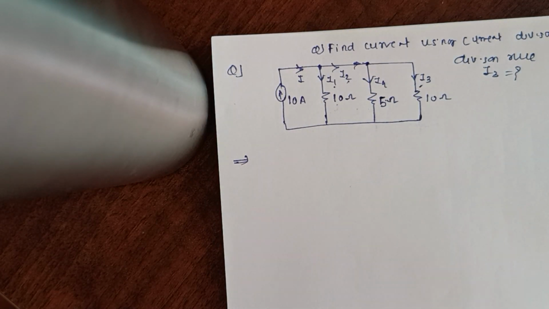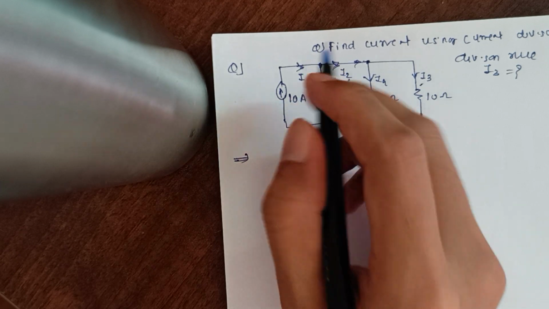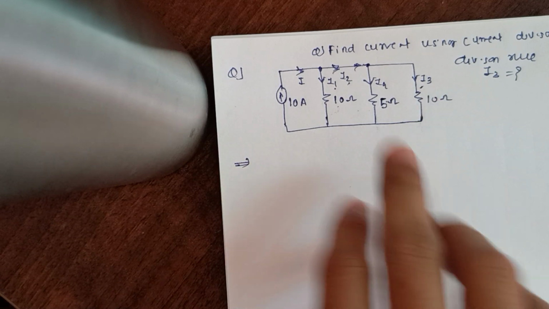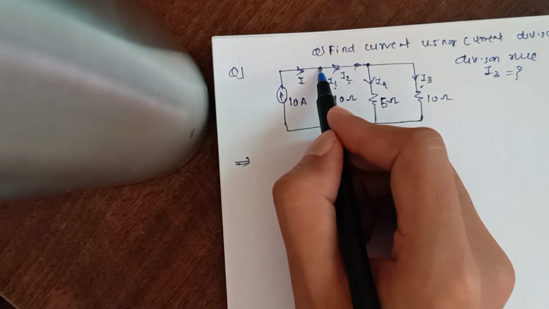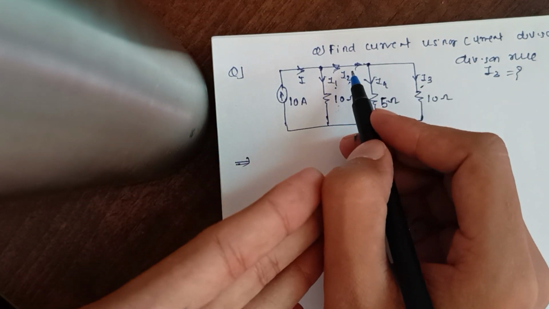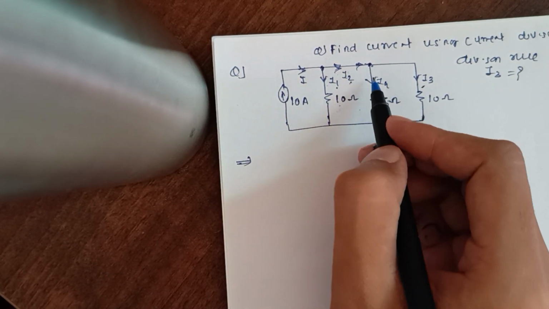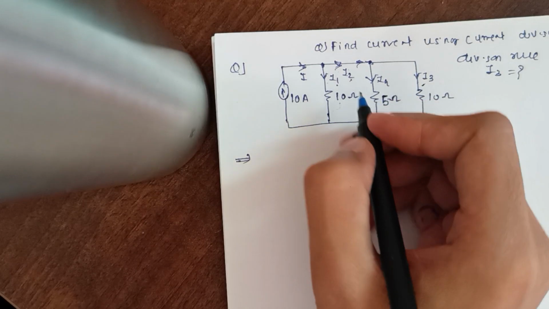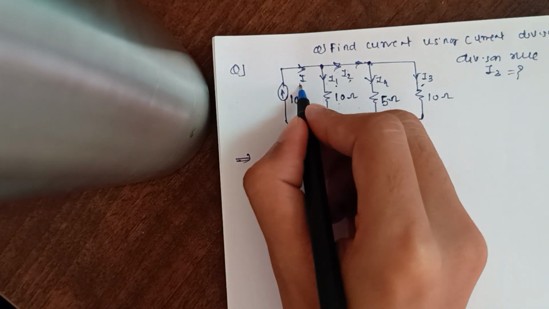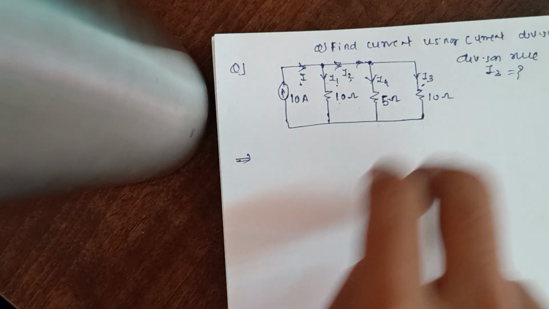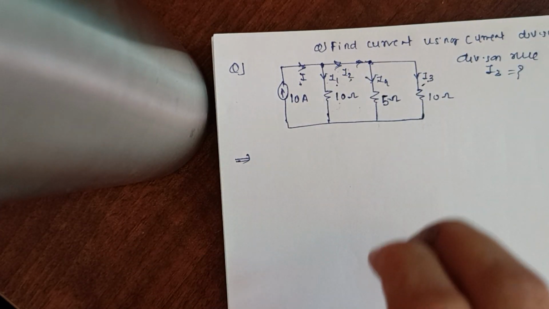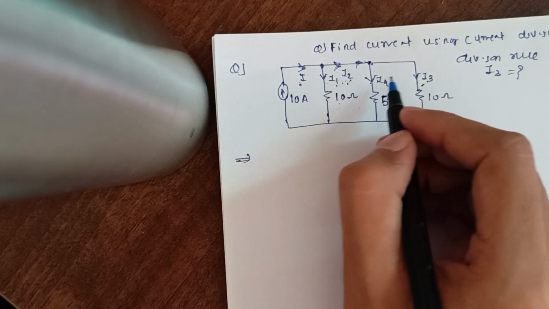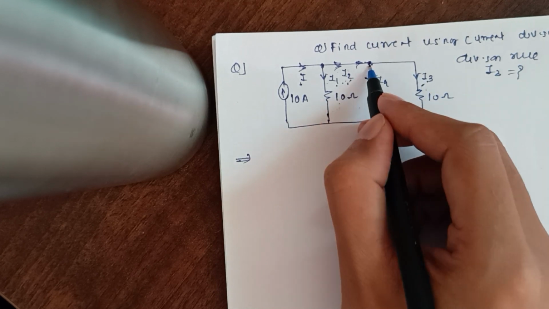So what we did now is give names to all the currents that were dividing. Current I is incoming at this node and divides into I1 and I2. I2 comes to this node and divides into I4 and I3. For finding I3, we should at least know I2, because this I2 comes to this node and gets divided.